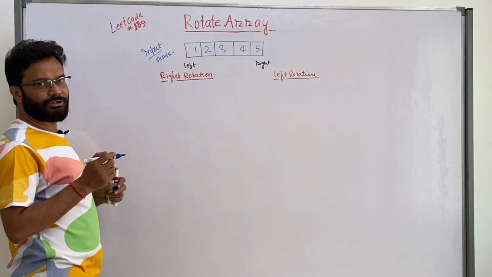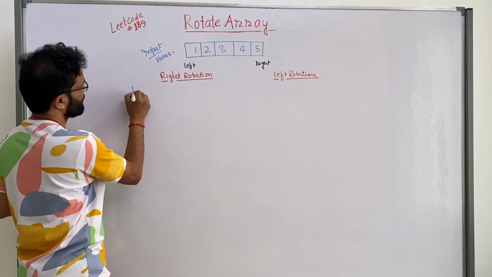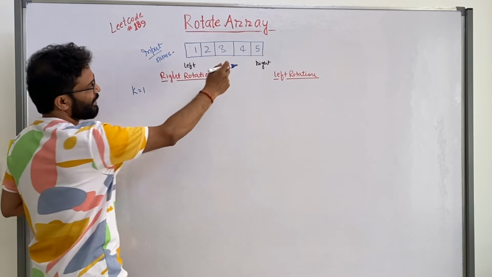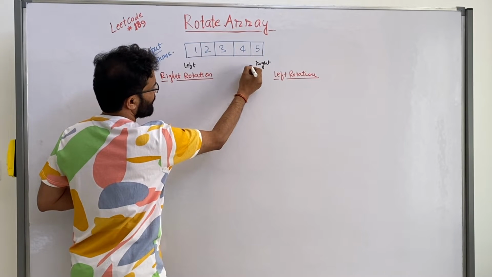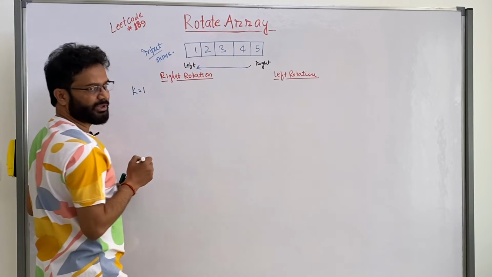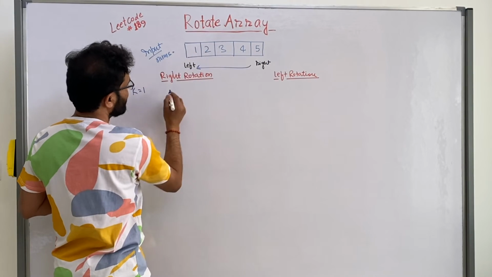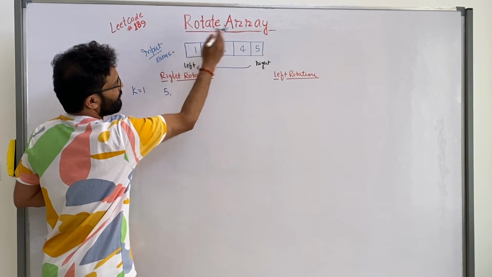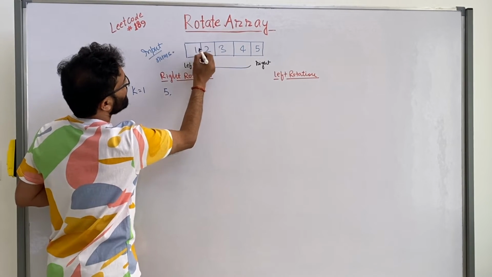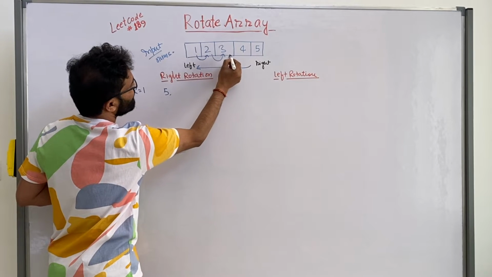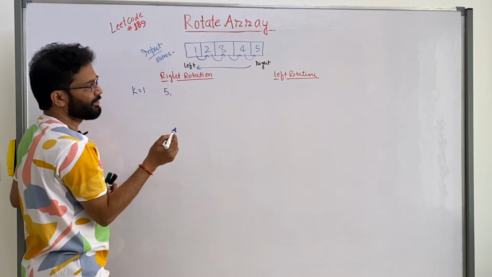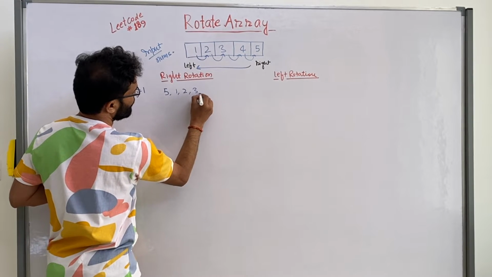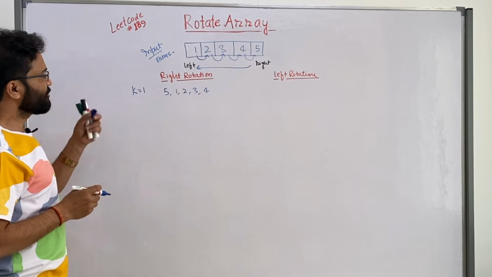Suppose k is equal to the number of rotations, say one time. If this is the right rotation, you have to take the right element and put it into the left side. So in this case 5 will come here, right? The moment 5 comes here, then 1 will go to the next box, 2 will move, 3 will move, 4 will go there, and 5 will come here. So finally the array becomes 5, 1, 2, 3, 4. So this is the right rotation.